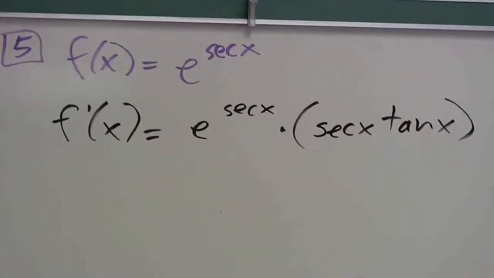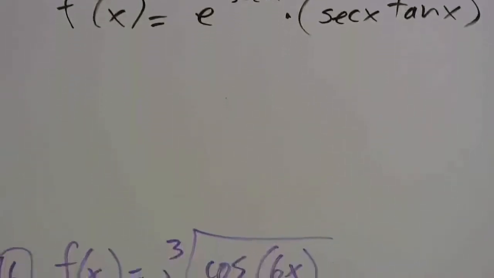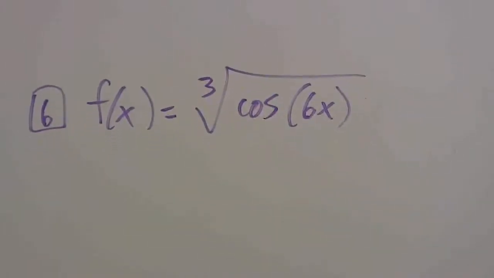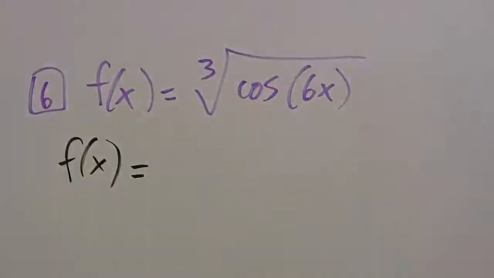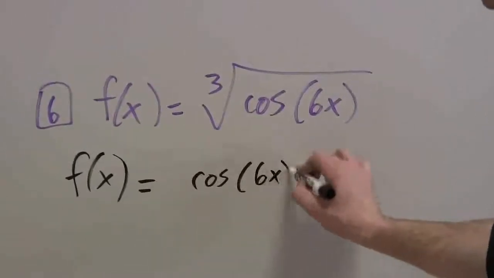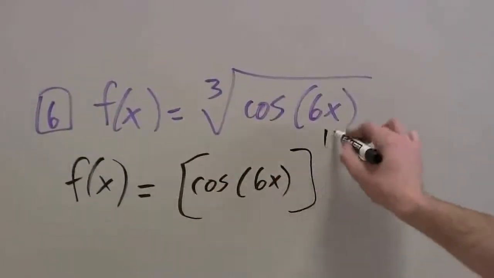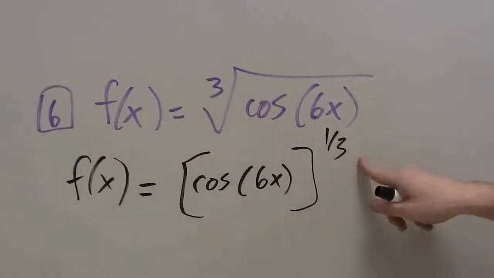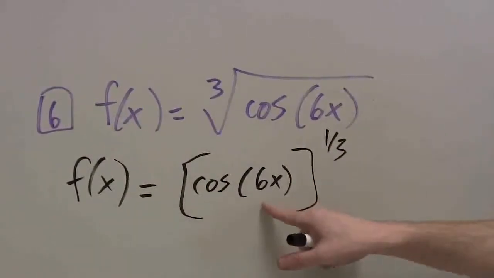Okay, number 6 is a tricky one. You should definitely do this first on your own before watching what I'm about to do. But what you see is that this is kind of like a triple guy. If we write this out, which I definitely encourage, more or less insist upon, writing this out, this is really cosine of 6x to the 1/3. And so there's an outer function, which is something to the 1/3, and the inner function is cosine 6x.